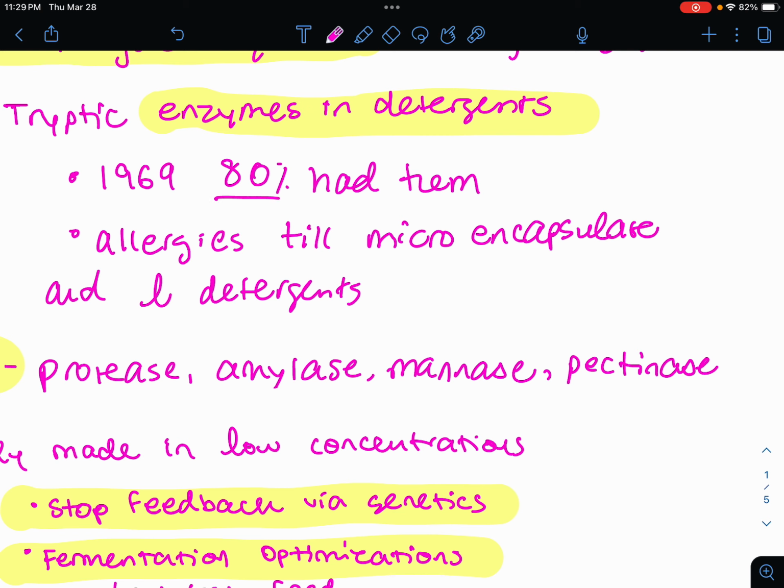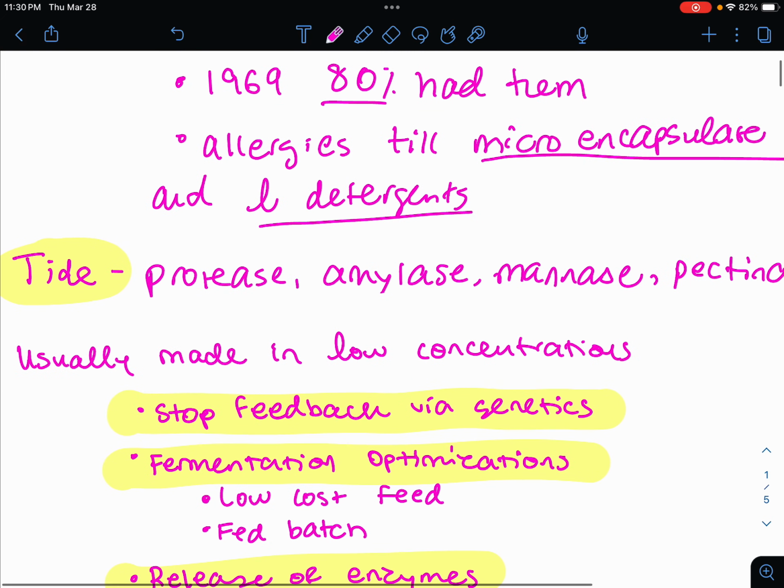The allergies associated with the enzymes in the detergents cause a drop in the usage of these microbe enzymes until we had these micro encapsulated enzymes as well as the liquid detergents. Then we don't have to use this solid powder enzyme, we just use a liquid detergent, so then you use them again. In Tide, you have 4 enzymes.